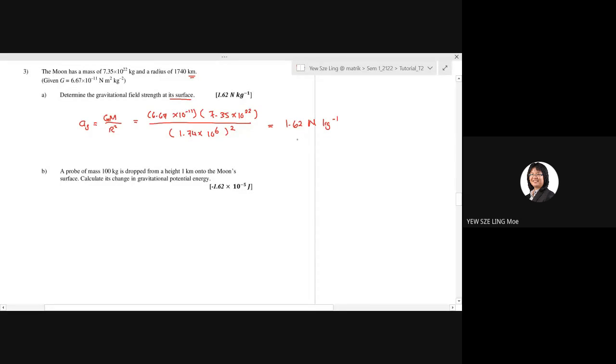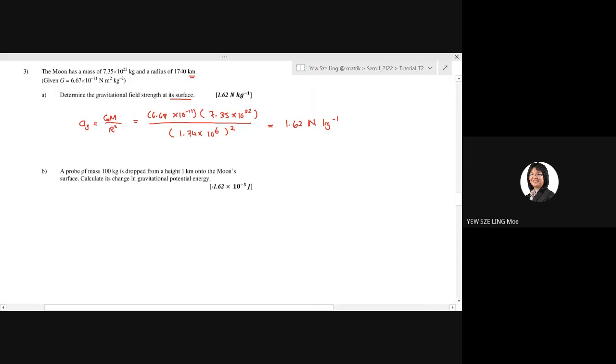Now, sometimes students will ask me, can I use m s negative 2? Yes, of course you can. You can use 1.62 m s negative 2. Both units are units for gravitational field strength, so both of them are correct.